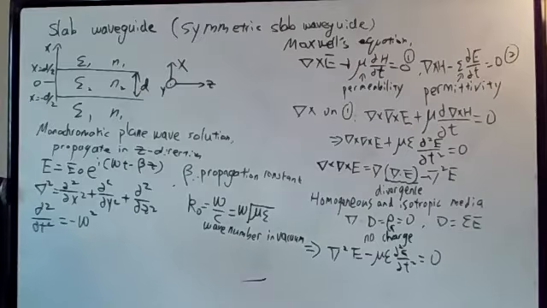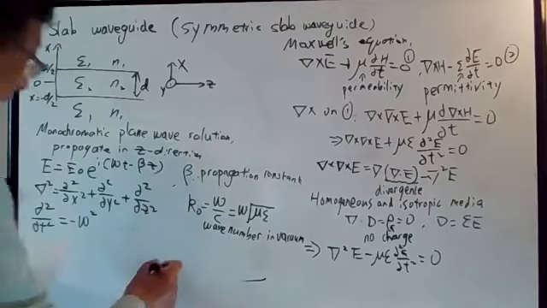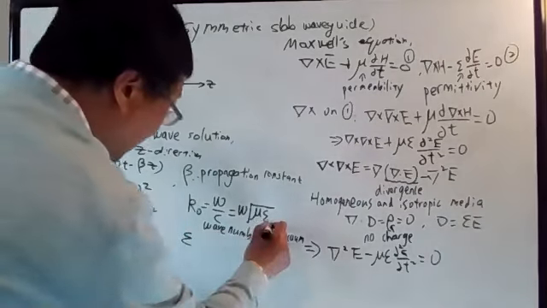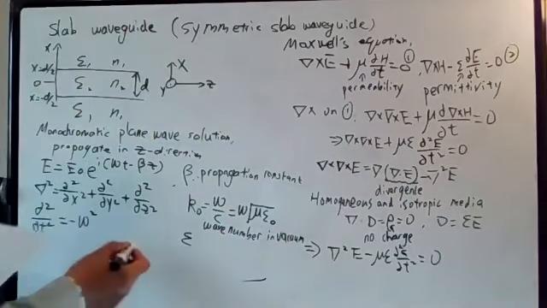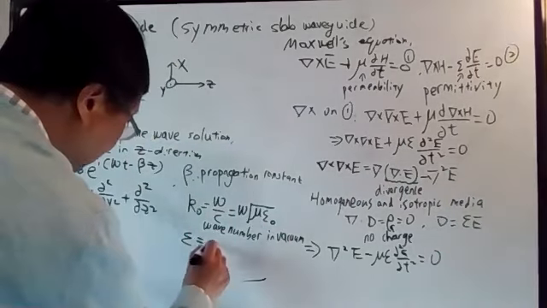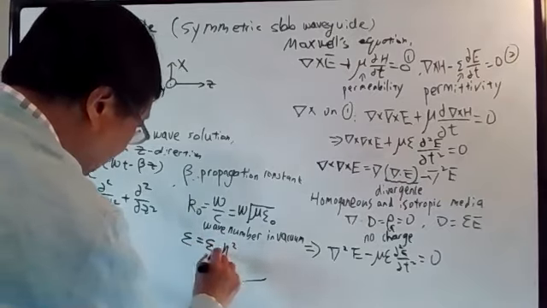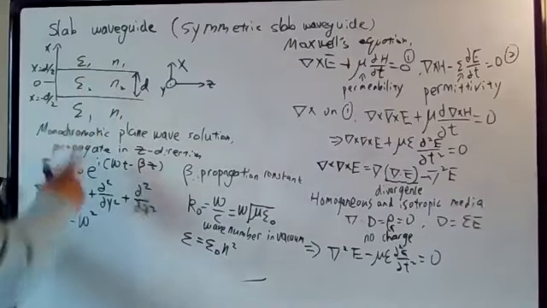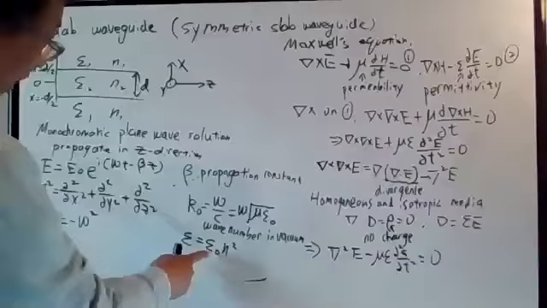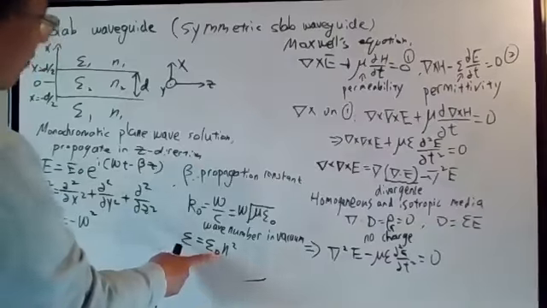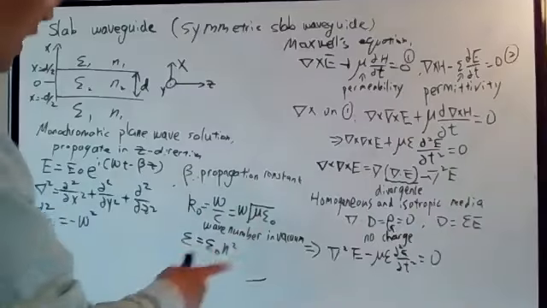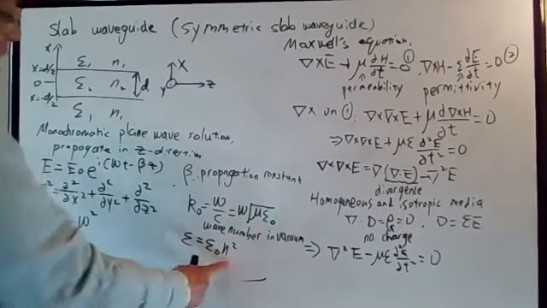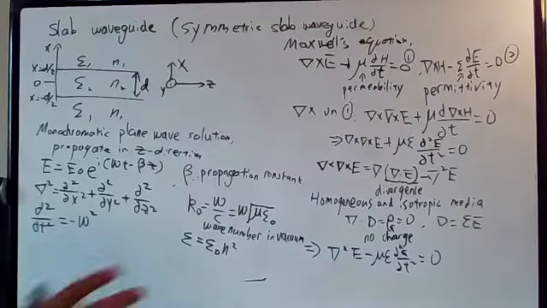So this is in the medium. This is epsilon naught. In the medium it will be epsilon naught times n squared, the refractive index. So if we have epsilon 1 and epsilon 2, we have epsilon naught, which is the permittivity in the vacuum, times the refractive index squared.